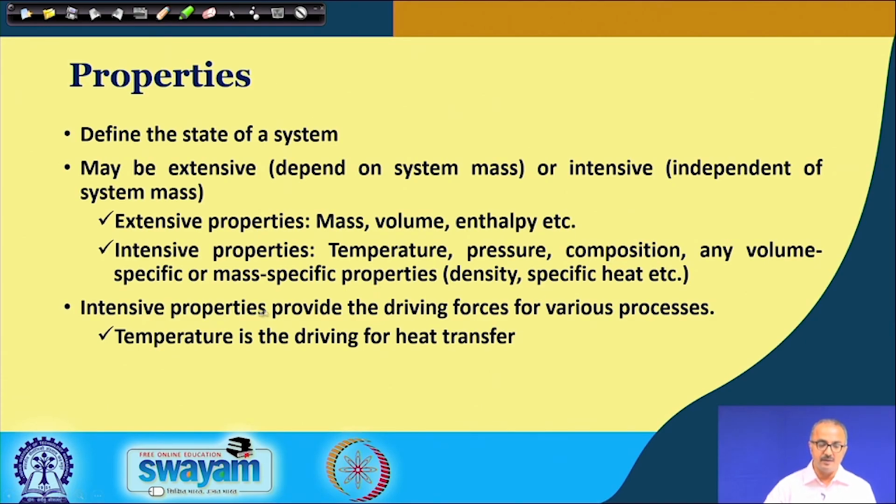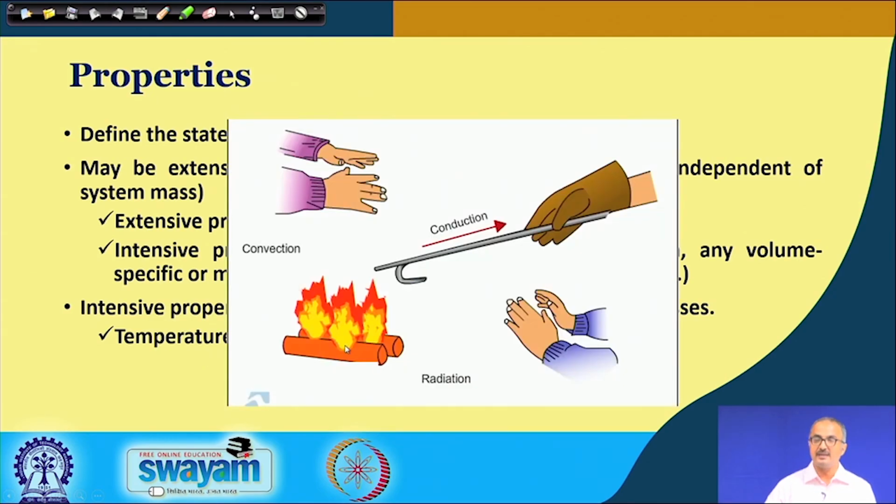Now, intensive properties provide the driving force for various processes. For example, temperature, which is an intensive property, is a driving force for heat transfer, and we can see that from this particular figure. Suppose there is a fire, and we see that from this fire the heat can be transferred in many ways. For example, it can be conducted if we put some kind of solid material. Okay. It can also be convected through the air if somebody is trying to warm up himself or herself. We find that by convection the heat is going from the fire to this particular hand.